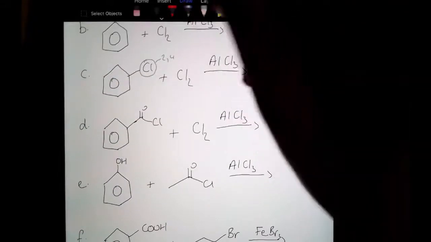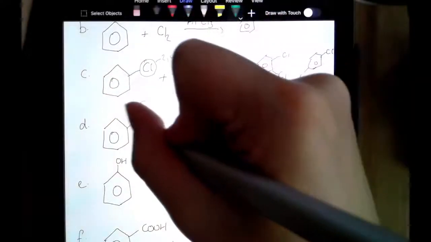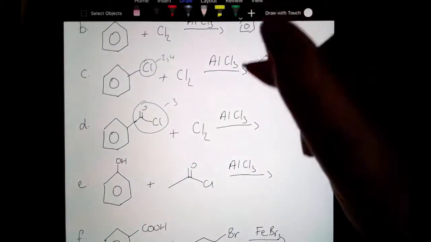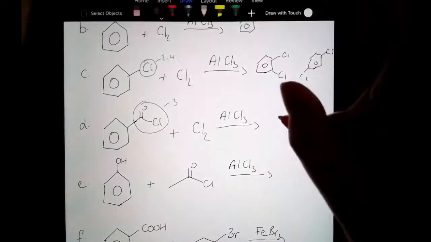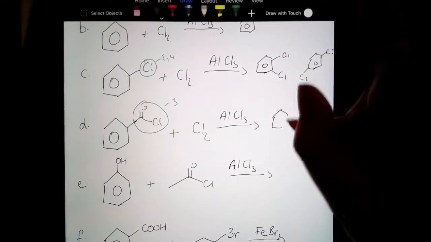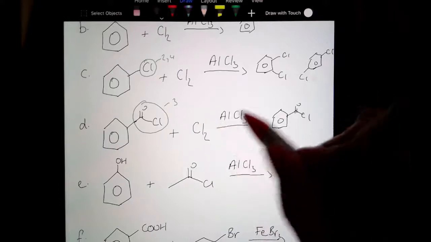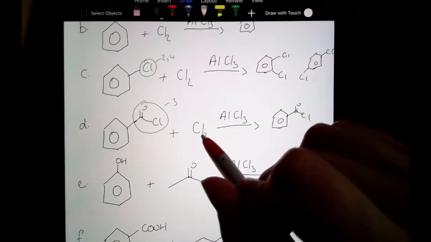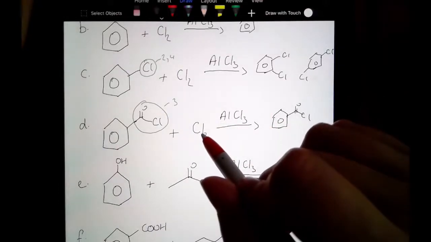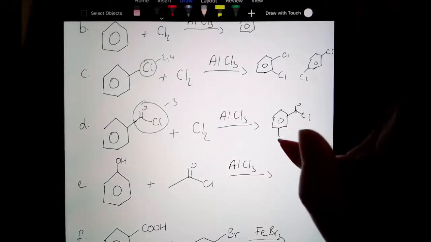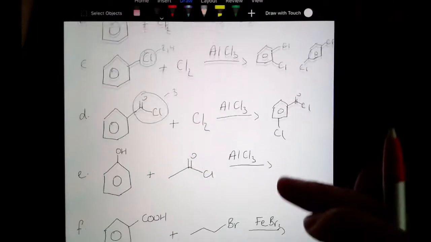In the next one, my original substituent is this acyl chloride group, and this group is a 3 director. So you need to know the different groups and you need to know where they direct to. So I redraw my benzene with my acyl chloride group. I know it's going to send the new substituent to carbon 3, and that new substituent is going to be a chlorine. So 1, 2, 3, that chlorine is going to go there.